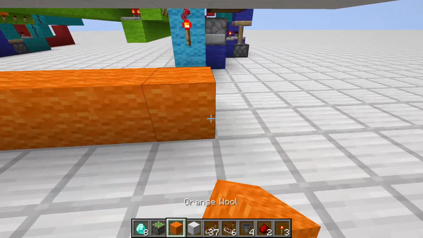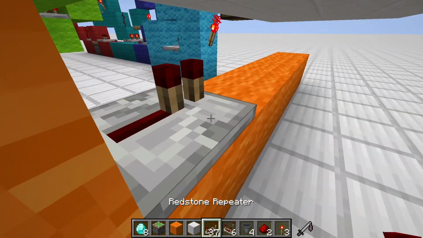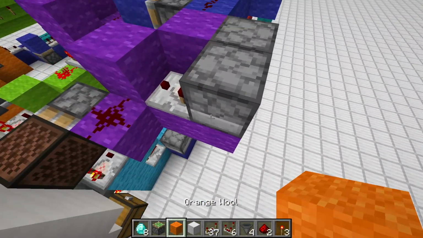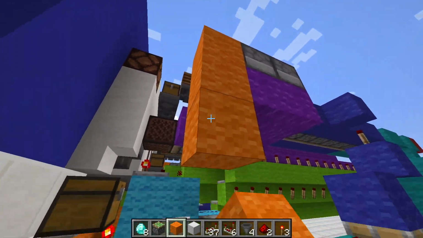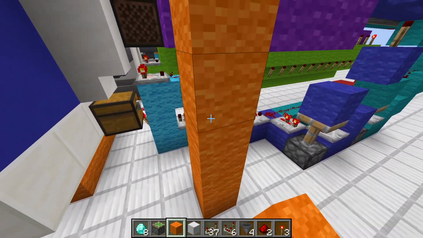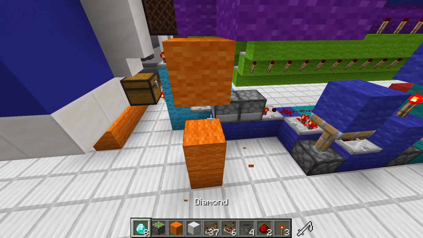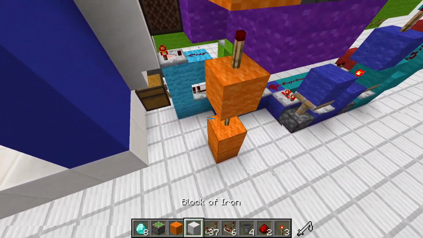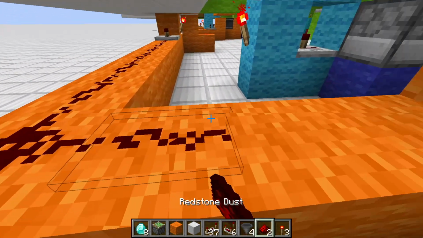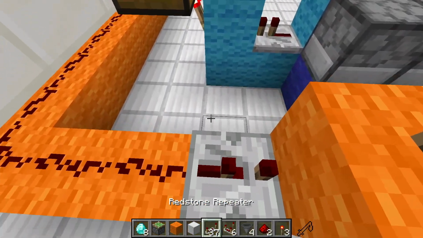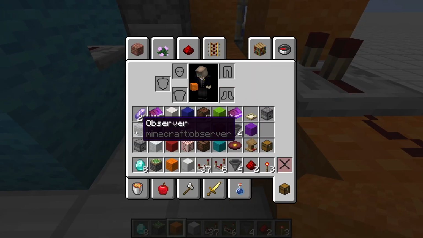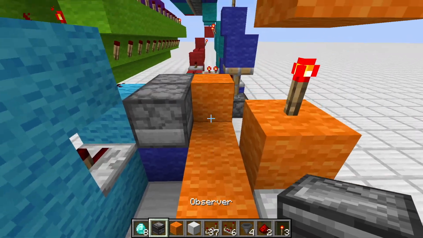Then we're gonna go over like that. Repeater, some redstone dust. Here we wanna reach this dropper by replacing those 2 blocks. Placing in here a redstone torch, there a redstone torch, and finally wiring up everything. Repeater set to 2 ticks. And here we're gonna get ourselves an observer, like so.